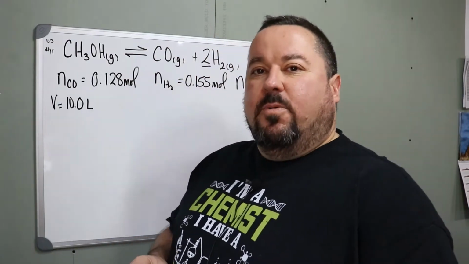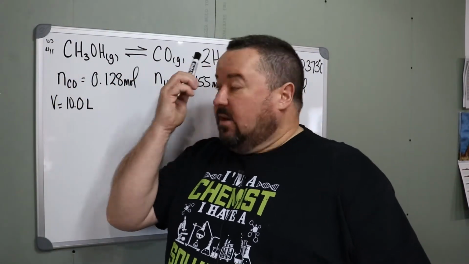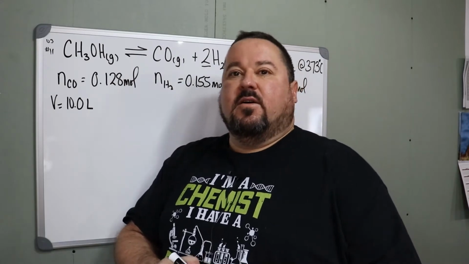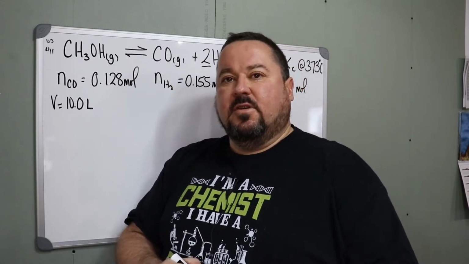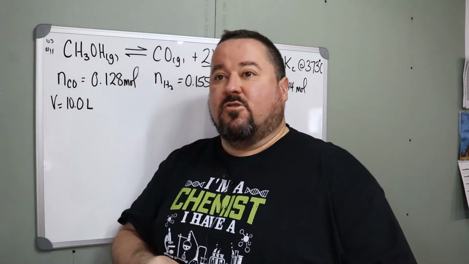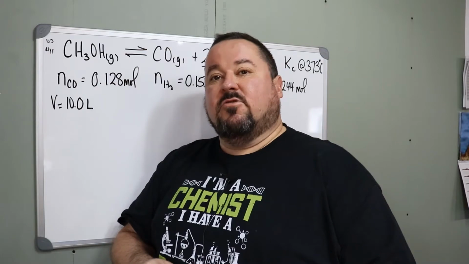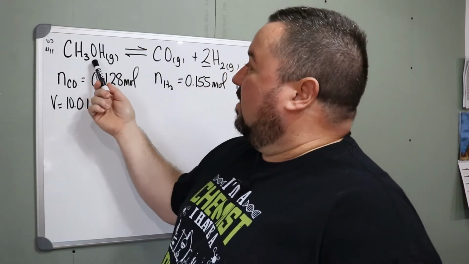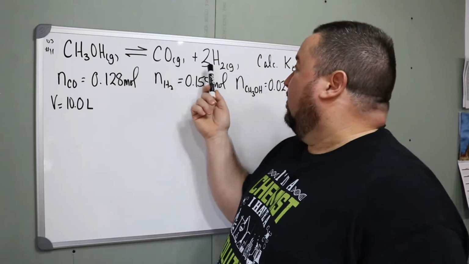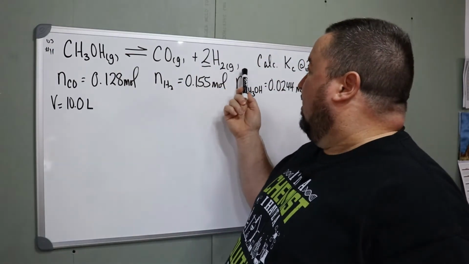This is from the workbook. This is Unit 3, number 11, and it is the writing of an equilibrium constant. So it's an equilibrium constant for constant concentration. You're given a reaction, you're given data. So we're told that methanol as a gas is in equilibrium with carbon monoxide and 2 hydrogen gas.